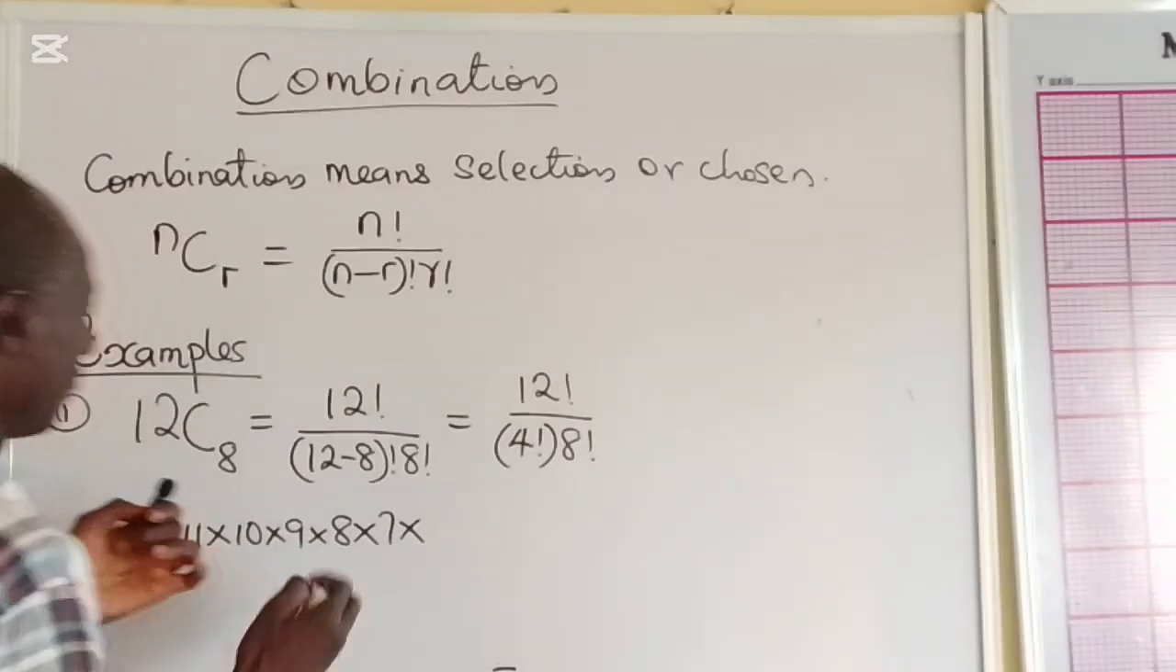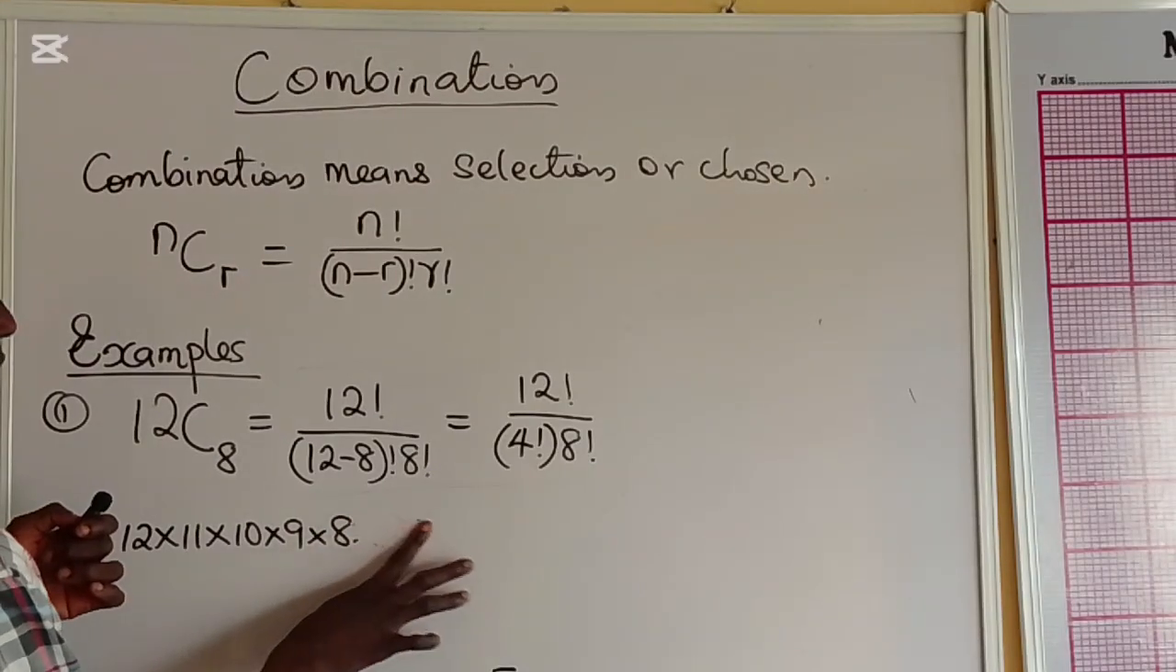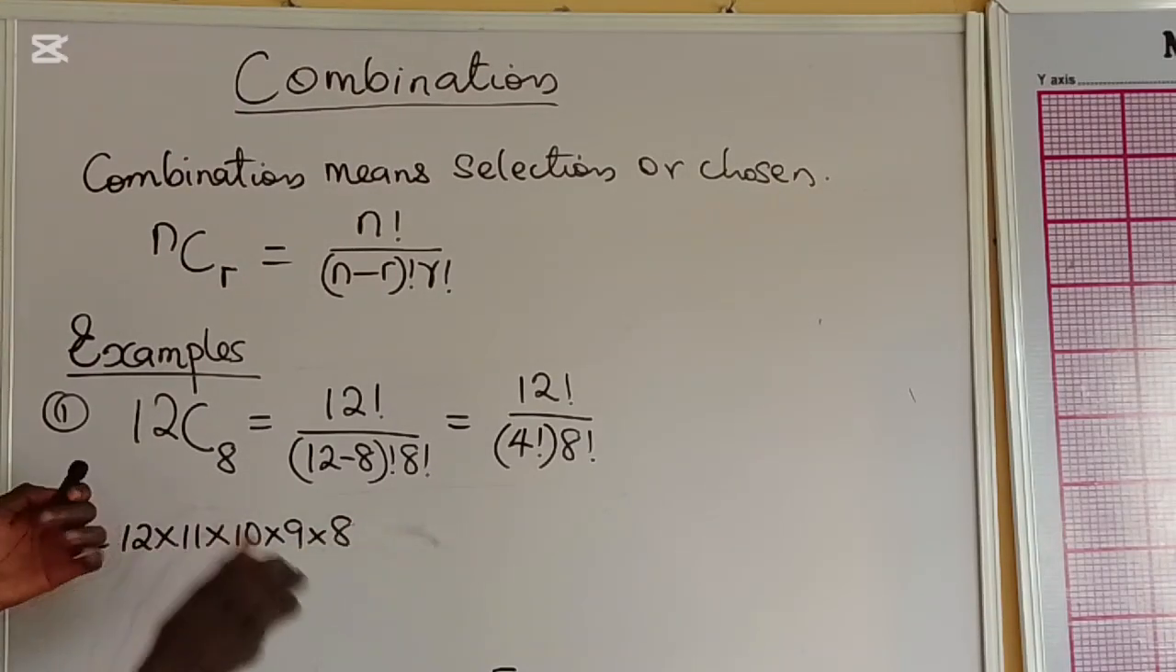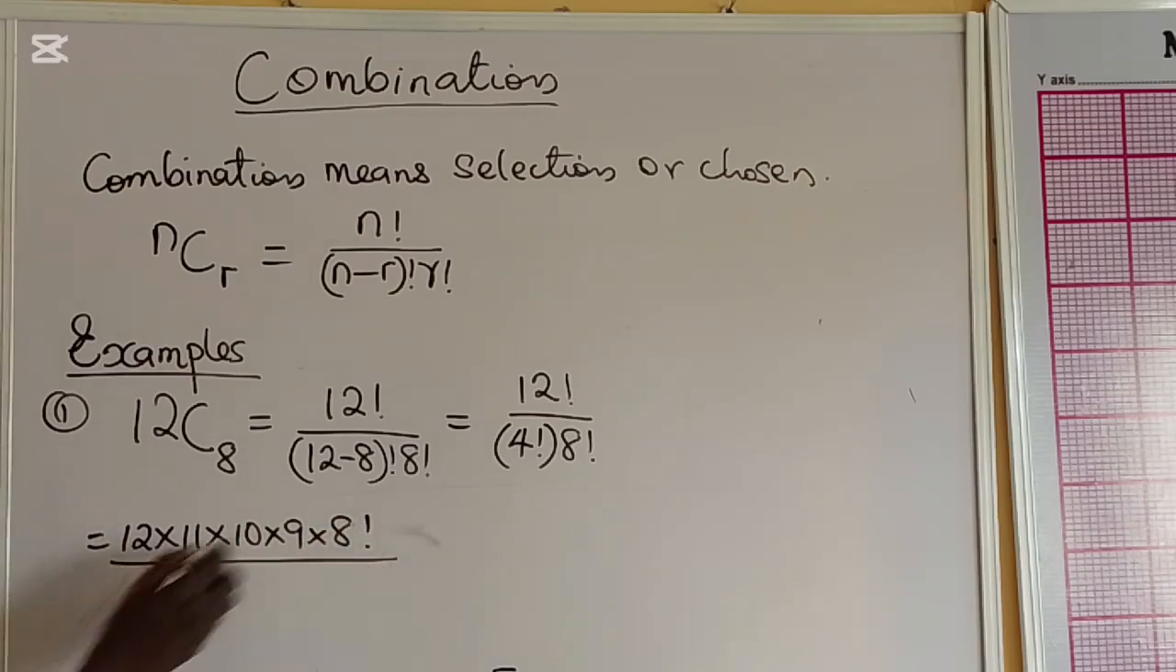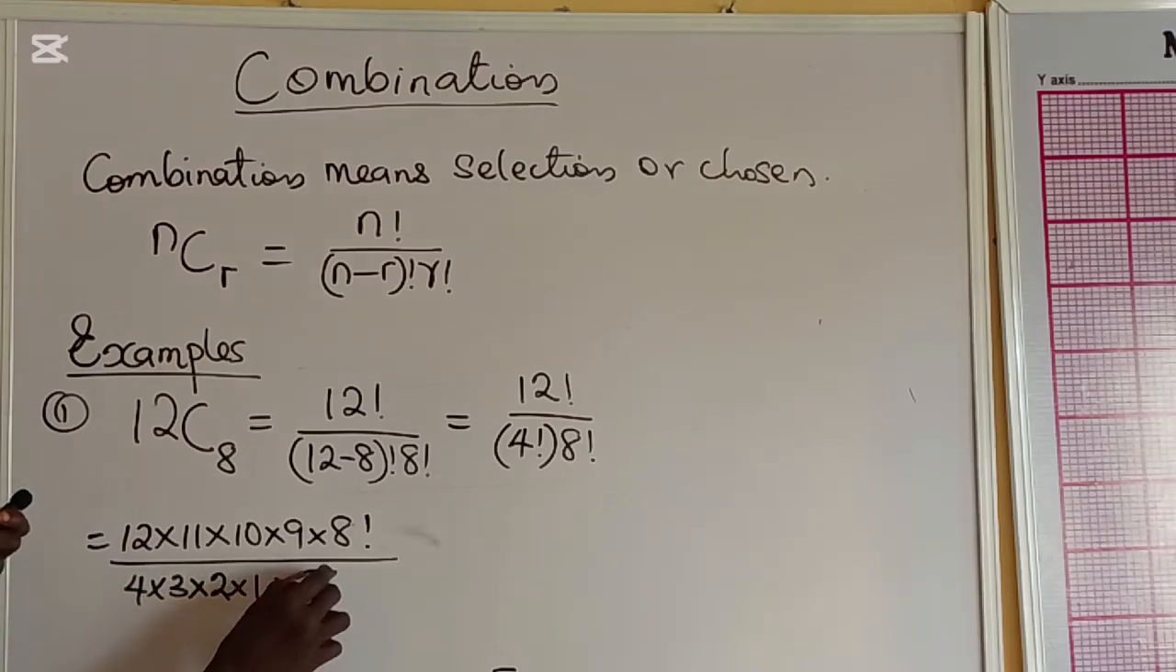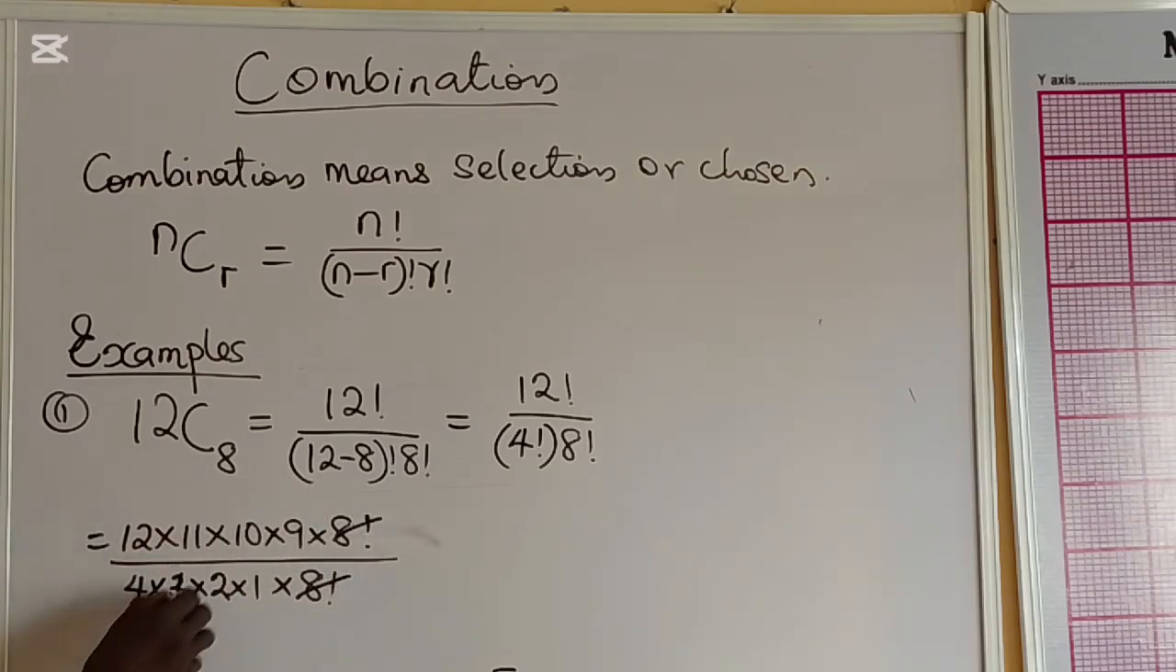Okay, let me stop at 8 factorial. I can take it down to 1, but I want to spare time. Over 4 factorial means 4 times 3 times 2 times 1 times 8 factorial. So this will cancel this. I want to also make it fast. 3 into 9 is 3. 2 into 10 is 5. 4 here is 1, 4 here is 3.